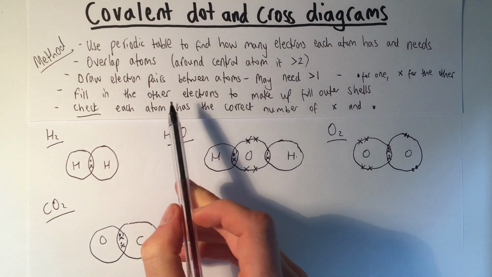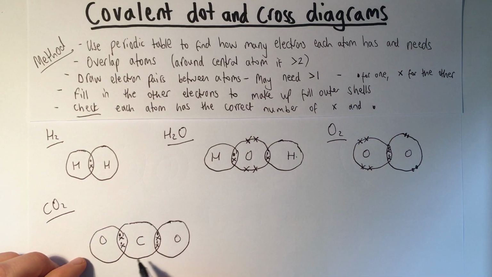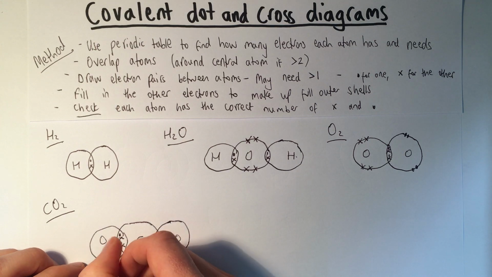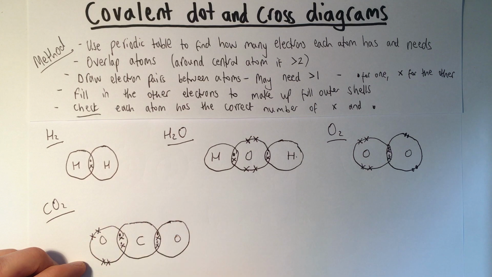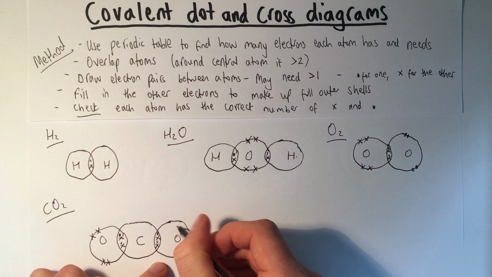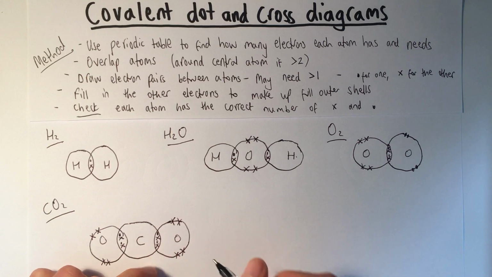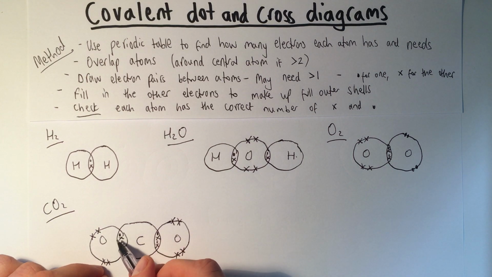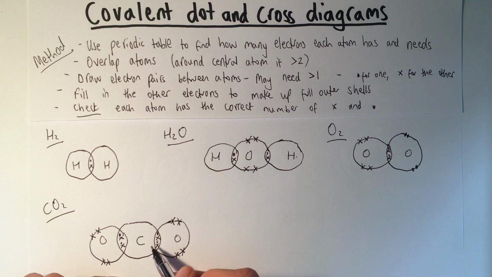Okay, now let's fill in the other electrons to make up the full outer shells. So let's make the oxygen atoms crosses. This one's already got 4 electrons, so let's put in another 4 on its outer shell. Same with this one, it's already got 4, so we'll put in another 4. And that means the carbon's got to be dots. And the carbon's already got 1, 2, 3, 4, 5, 6, 7, 8. So I don't need to put any more dots in for carbon, that's already done.